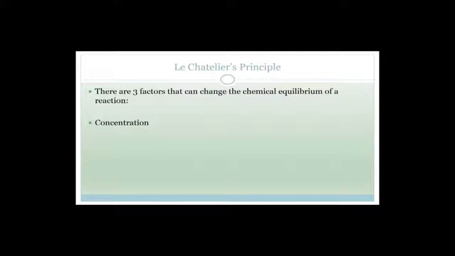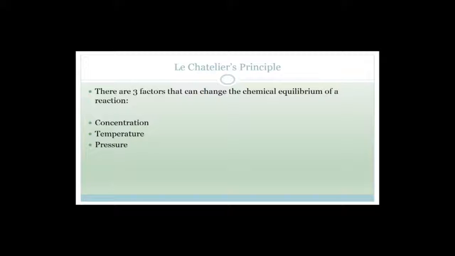Okay, now let's talk about Le Chatelier's principle. All we've done so far is talk about Kc. We've spoken about if you've got a big Kc or little Kc. Now we're going to talk about what happens to change the chemical equilibrium. There are three factors that can change the chemical equilibrium: the concentration, the temperature, and the pressure.